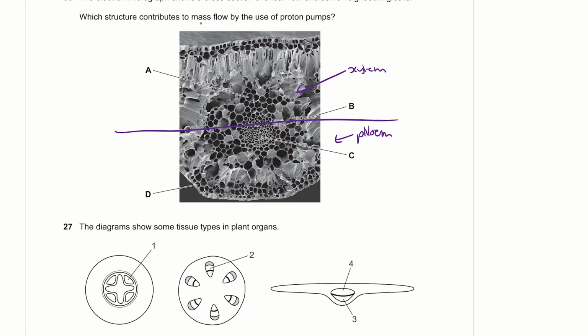Now, which structure contributes to mass flow by the use of proton pumps? First of all, you must notice that sucrose movement through the phloem is actually an active process, which requires proton pumps in the companion cells to pump hydrogen ions outside, because it requires ATP. Therefore, here we're looking for the phloem. And because we've mentioned that phloem is at the bottom middle, the answer is going to be C.